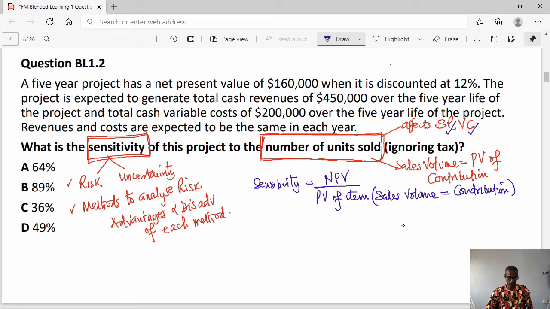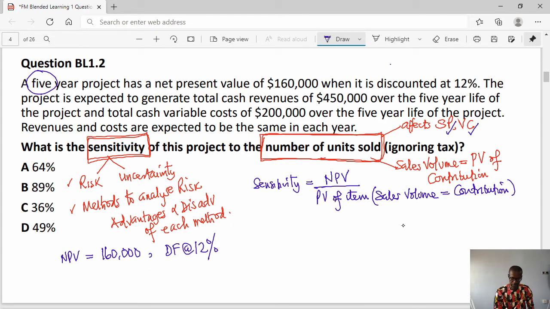Now, let's read the question. Let's identify whatever the net present value is, whatever the contribution is, and then substitute it in the formula to see what answer we'll come up with. A 5-year project, very important to know that it's a 5-year project, has a net present value of $160,000, discounted at 12%.